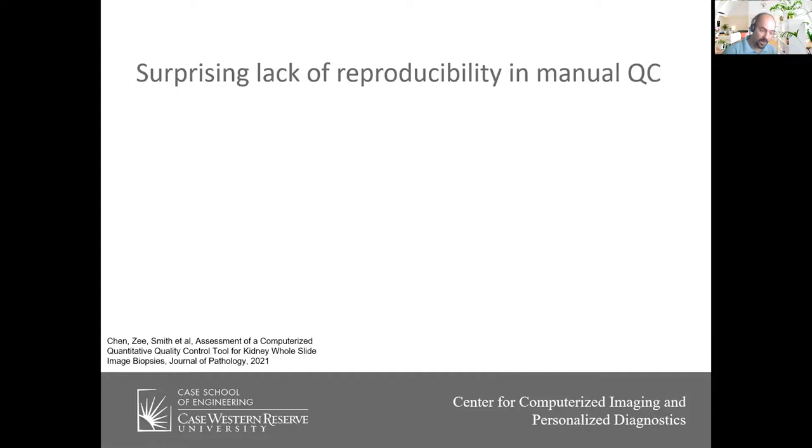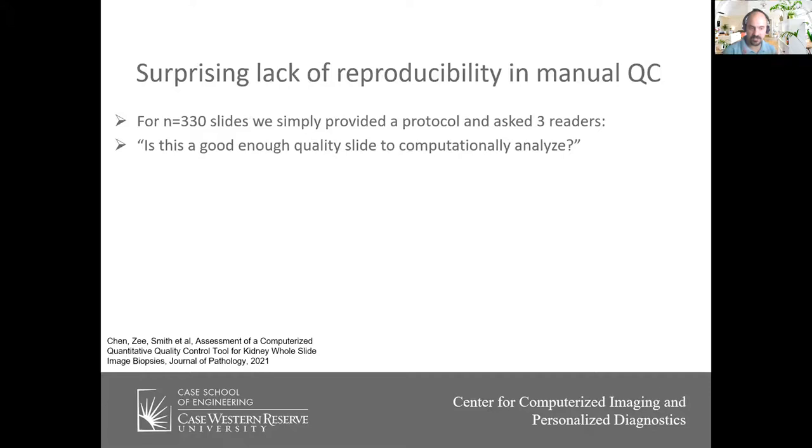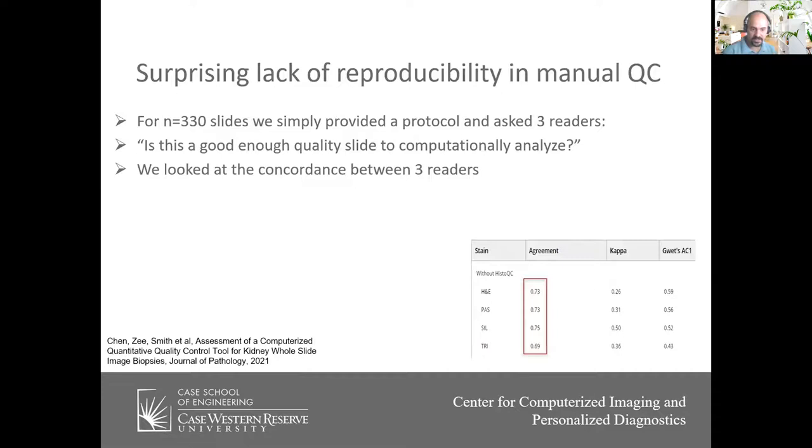We put out a paper earlier this year that shows that there's actually a surprising lack of reproducibility when performing manual QC. So we took 330 slides. We provided a protocol with examples of bad quality slides. And we asked three independent readers a simple question: is this slide good enough to computationally analyze? So we're basically asking them to curate a data set. And then we looked at the concordance of those three readers on those 330 slides. And we see that the actual agreement is quite low, right? We're looking at agreements of 0.73, some kappas in the 0.26 range.